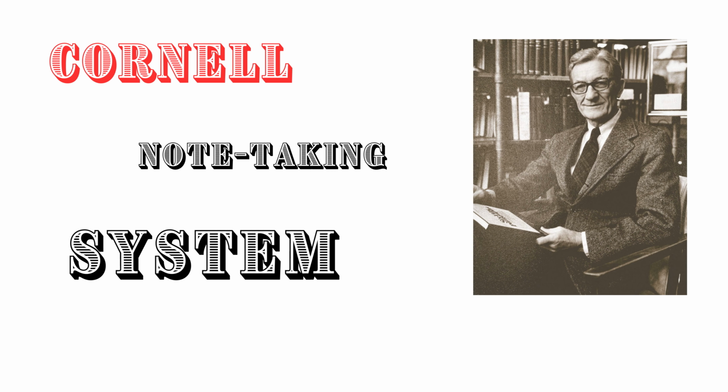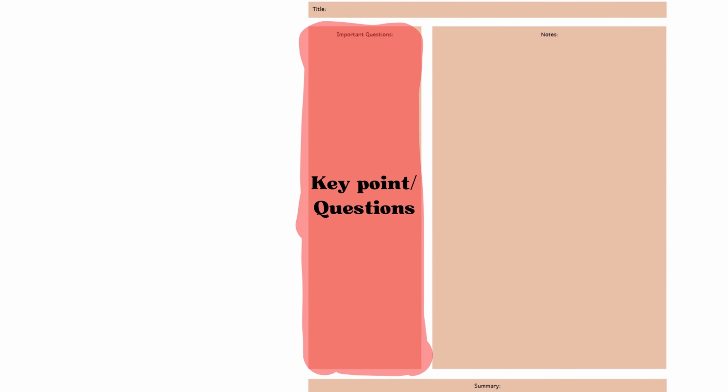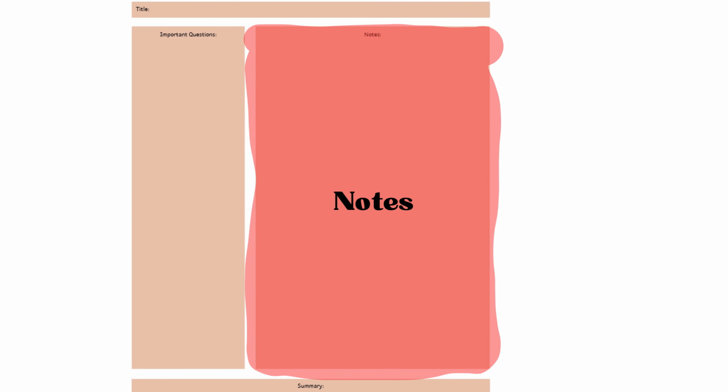Developed by education professor Walter Pauk in the 1940s, it's a tried and tested method that's still used by students all over the world. The system involves dividing your page into 3 sections. A narrow column on the left for key points and questions, a wider column on the right for your notes, and a space at the bottom for summarizing your main takeaways.